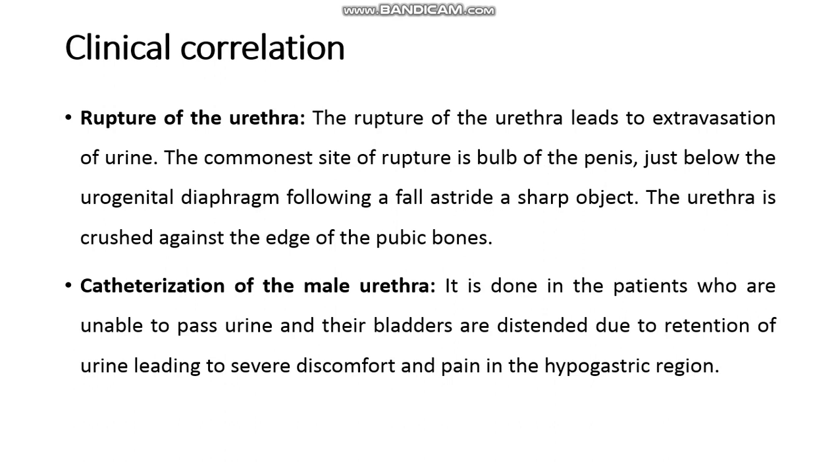The common site of the rupture is the bulb of the penis, just below the urogenital diaphragm, following a fall astride a sharp object. The urethra is crushed against the edge of the pubic bone. So the common site is the bulb of the penis just below the urogenital diaphragm. The urethra is crushed against the edge of the pubic bone in that case.